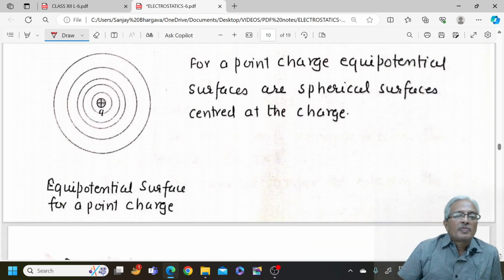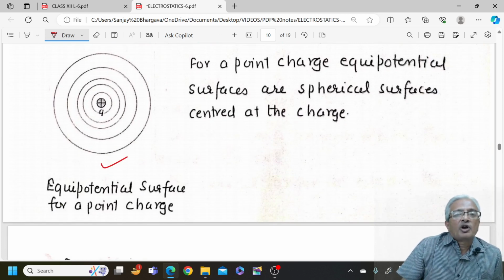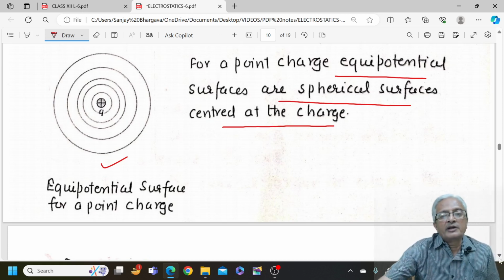We have this as the equipotential surface for a point charge. For a point charge, equipotential surfaces are spherical surfaces centered at the charge. So these are concentric spheres as the equipotential surfaces for a point charge.